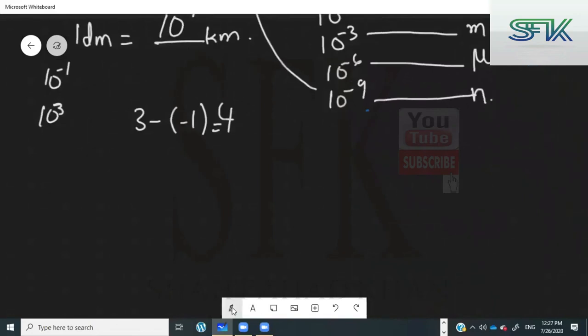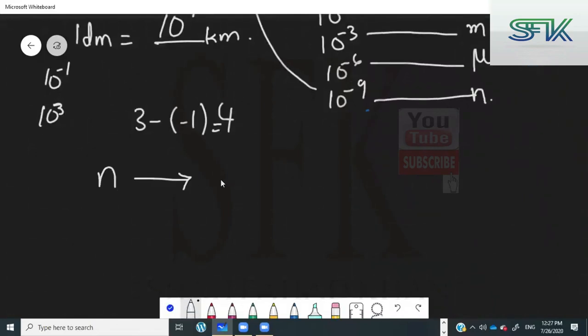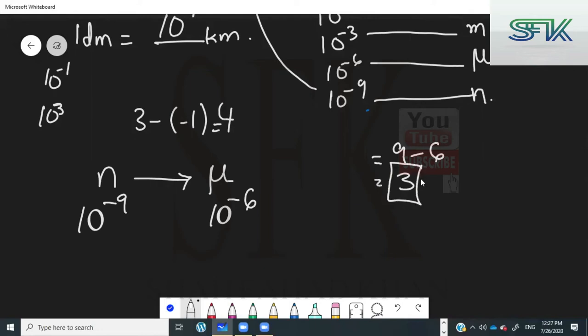Let's try another example. What if you are going from nano to, let's say, micro? Nano has a power of minus 9. Micro has a power of minus 6. What's the difference between them? 9 minus 6, which is 3. This is the difference, right?